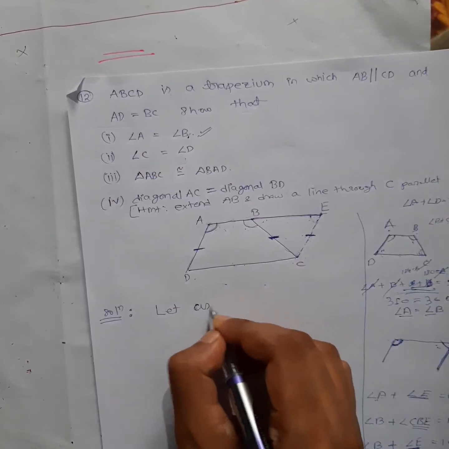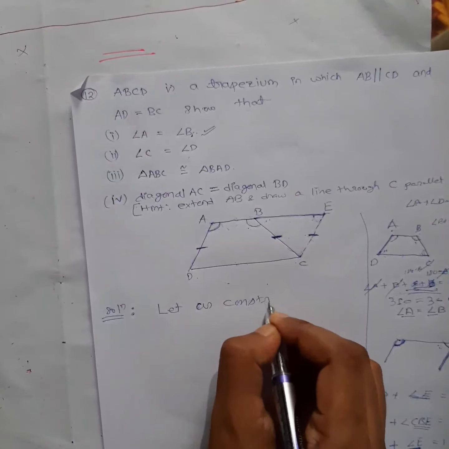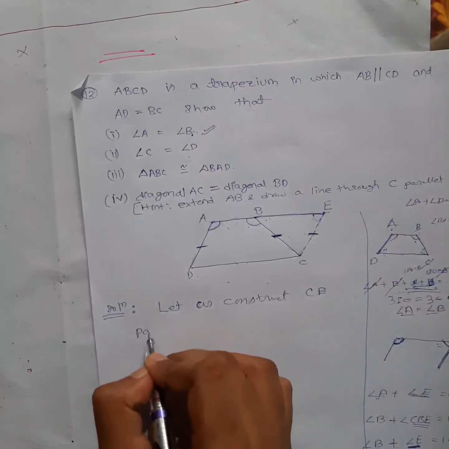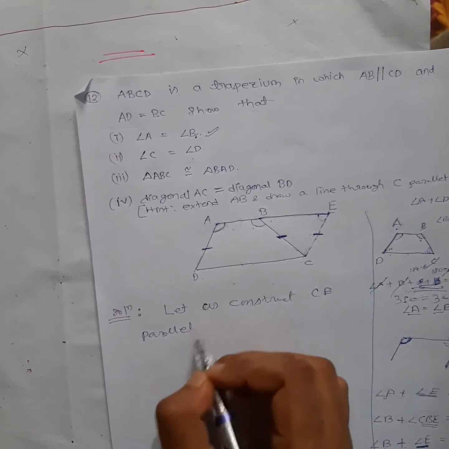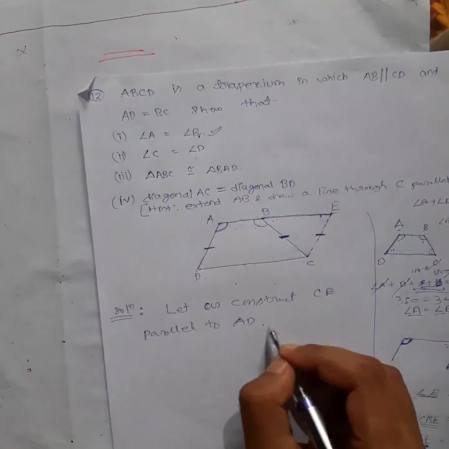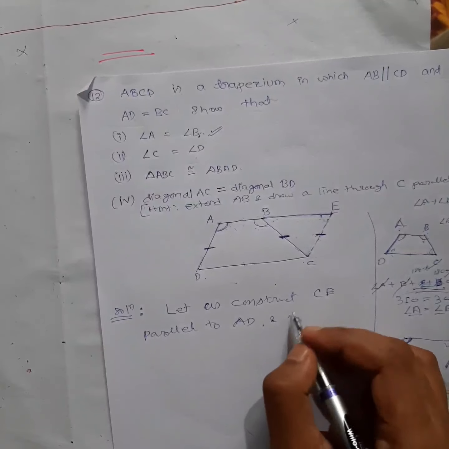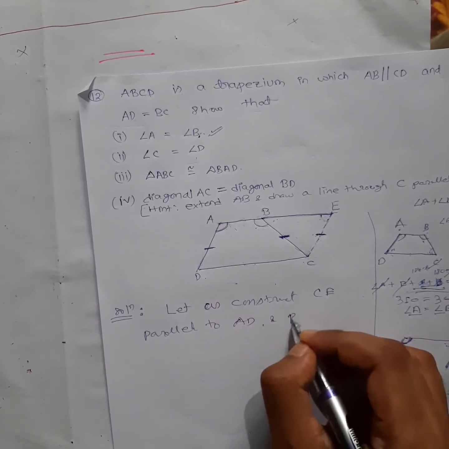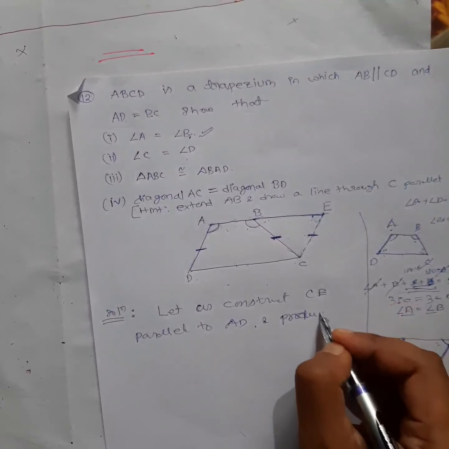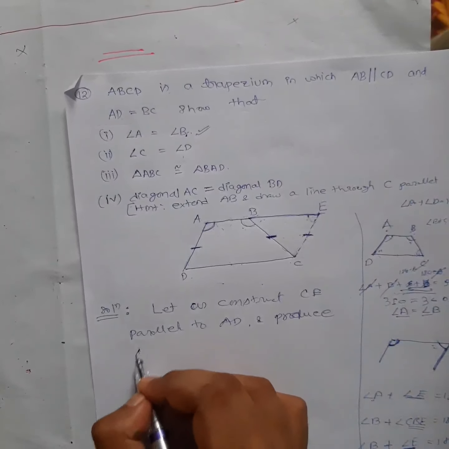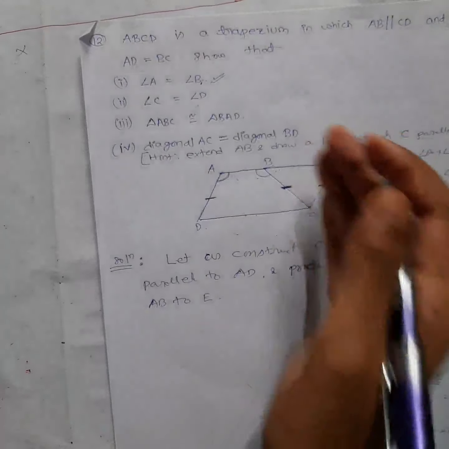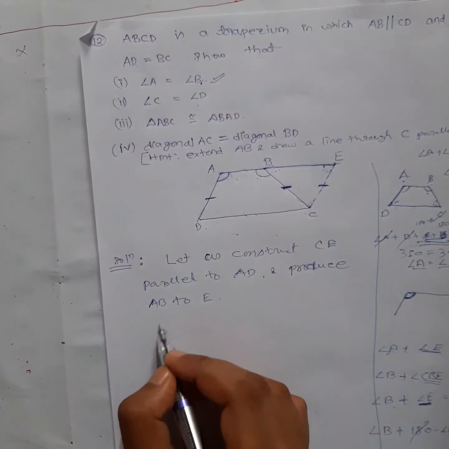Let us construct CE parallel to AD. Okay. And produce this, we have to produce till E, right? So that also you have to mention, produce AB to E. Okay, now write down whatever I have explained here.